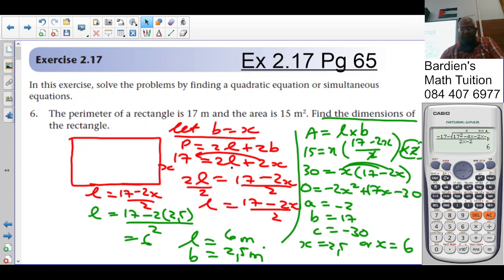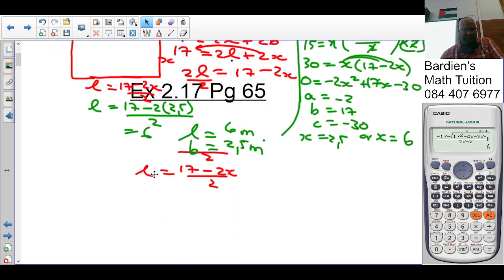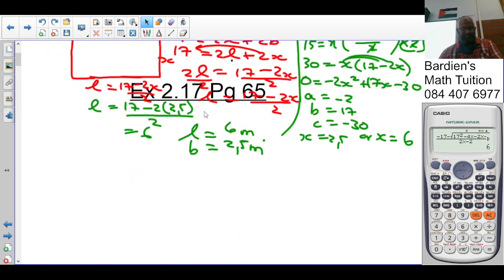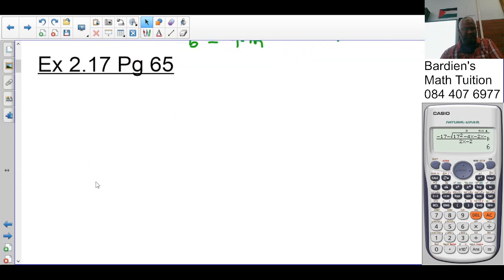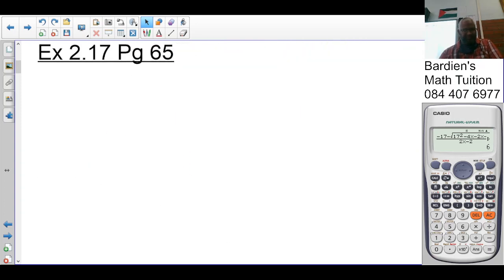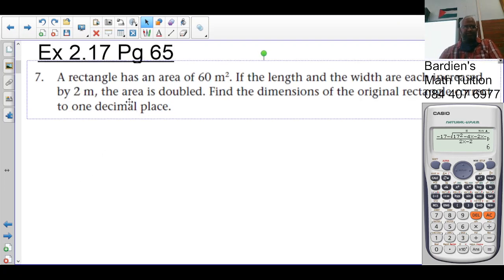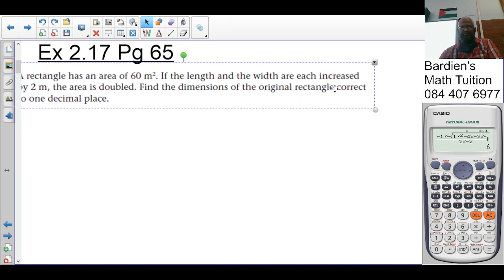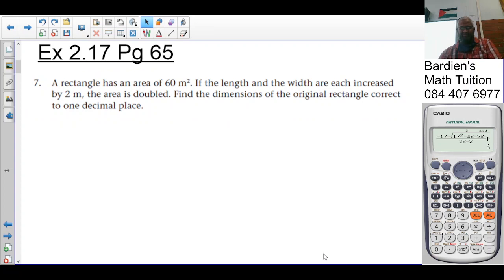Then I asked you to do number 7, which is also an issue. So if you had problems with all of these sums, then what I suggest you do is go redo it again at home. We'll find some time and redo it once you have done the homework for tomorrow. Okay.